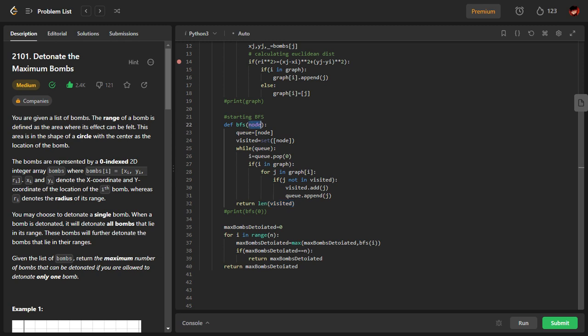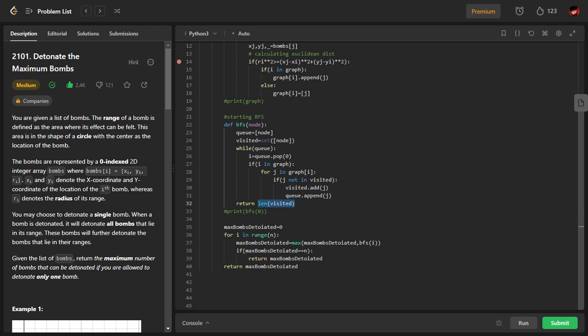So we will run this algorithm for each node, and the return will be the number of nodes that will be impacted if I blast it. This is what we are basically going to see: which bomb is going to give us the maximum number of blasts? That is what is returned.